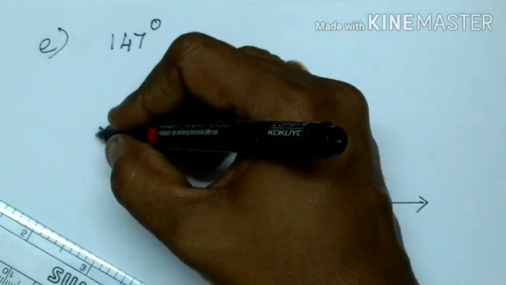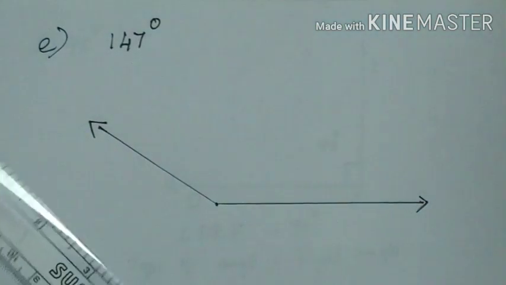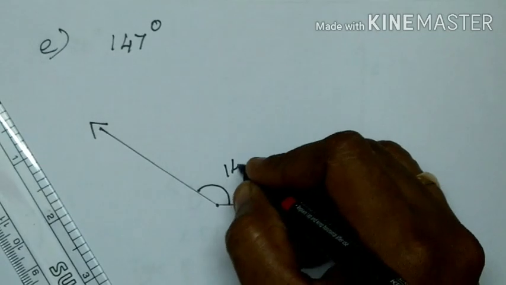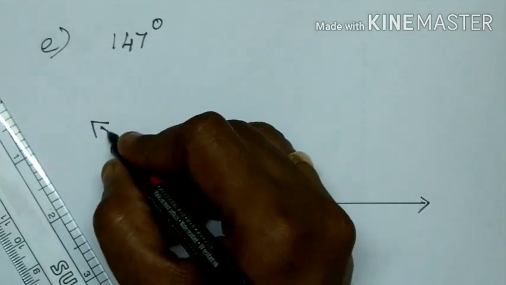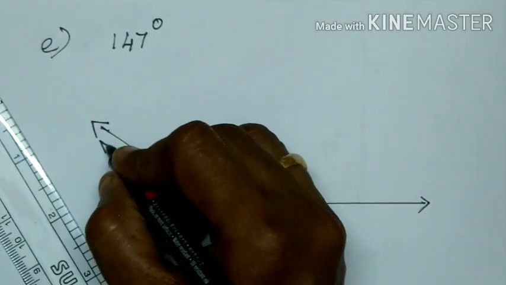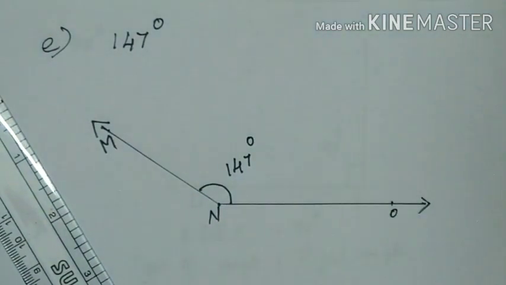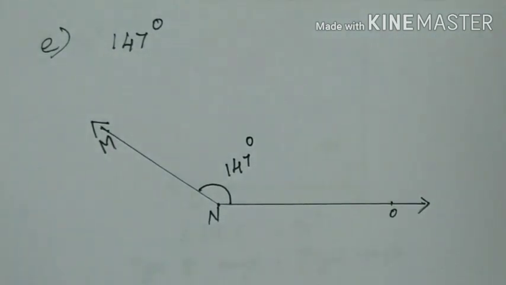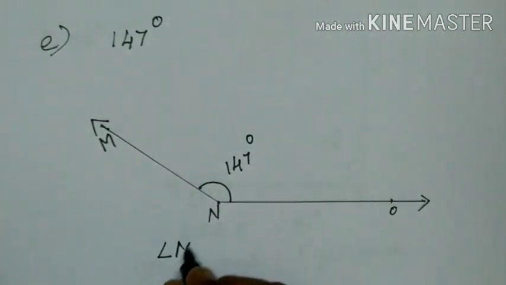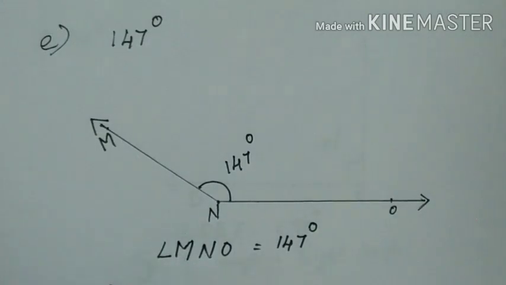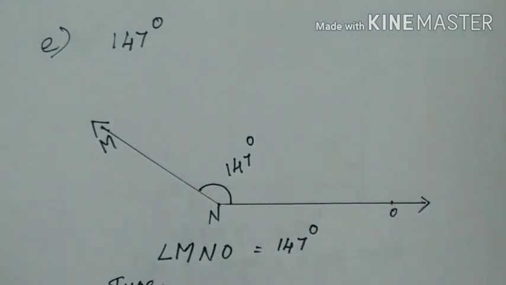And then put the arrow mark. Next step, writing the measurement, that is 147 degree. Next step, naming the angle M, N, O. Any English alphabets you can use. Okay. Then angle MNO equal to 147 degree. What is the next step? Yes, we want to write the type of angle.